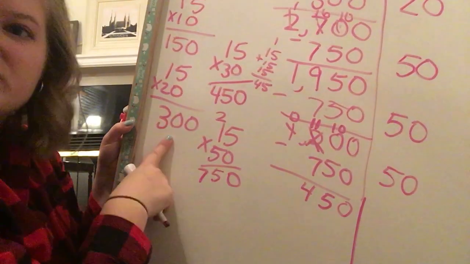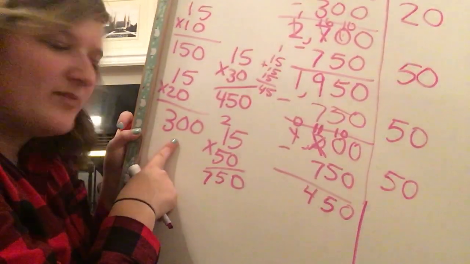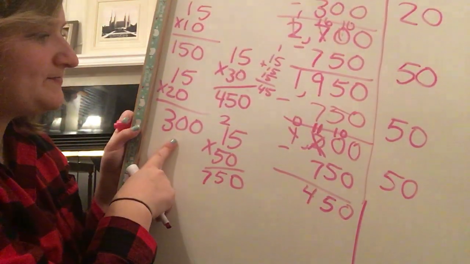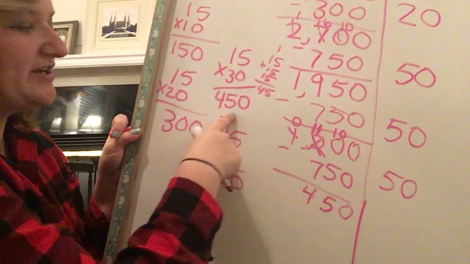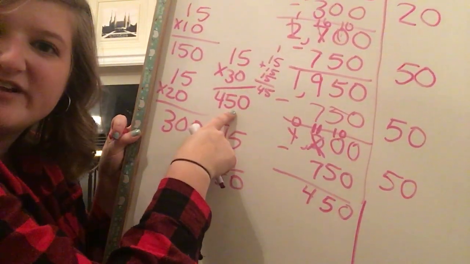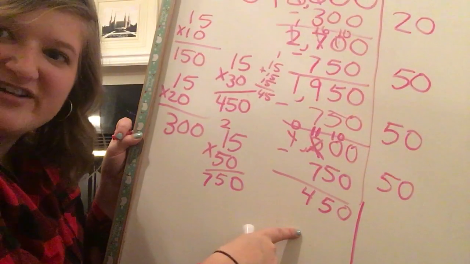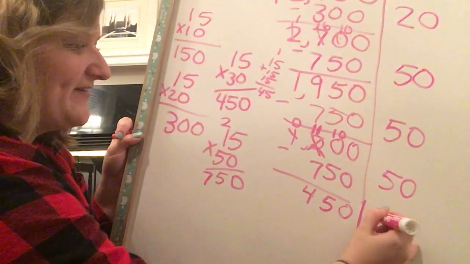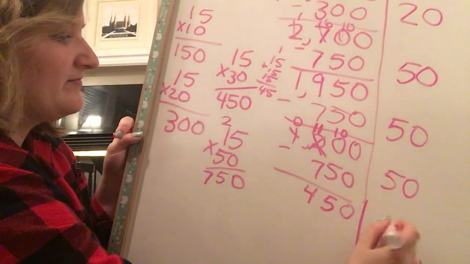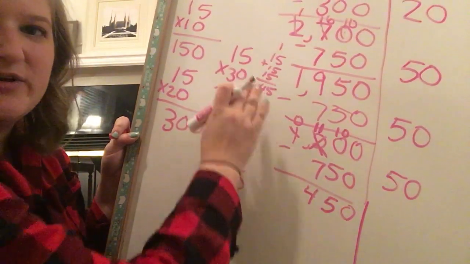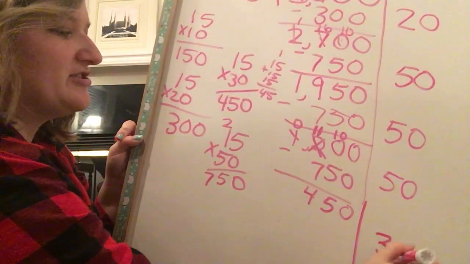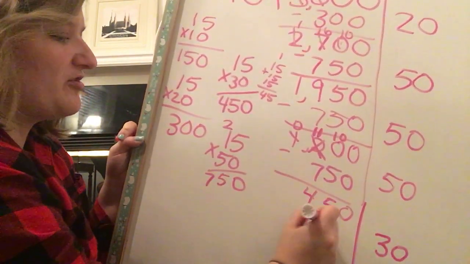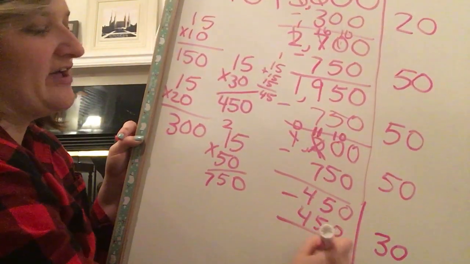300. 15 times 20 was 300. That might work, but there might be something closer. 15 times 30. Oh, that's perfect. It's 450. That works out perfectly. Let's go ahead and do that. So 15. Oh, nope. We don't want to use 15. We want to use the 30. So we did 30. That gives me 450 exactly with nothing left.